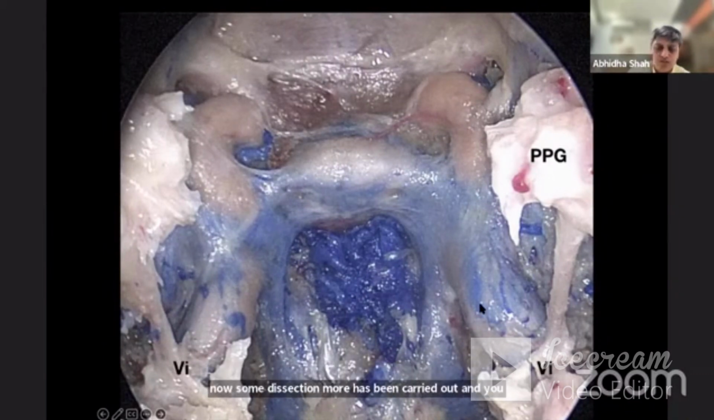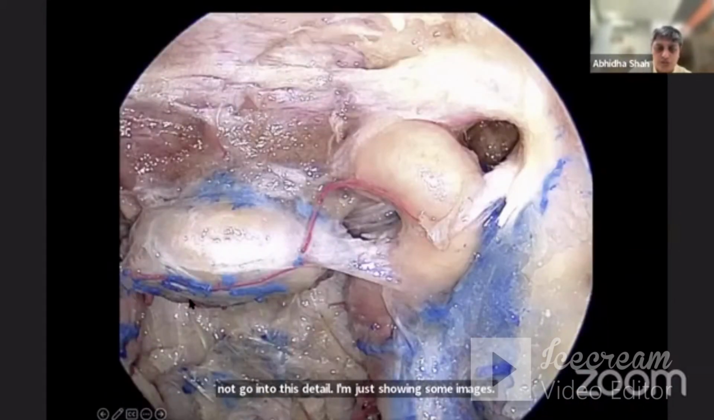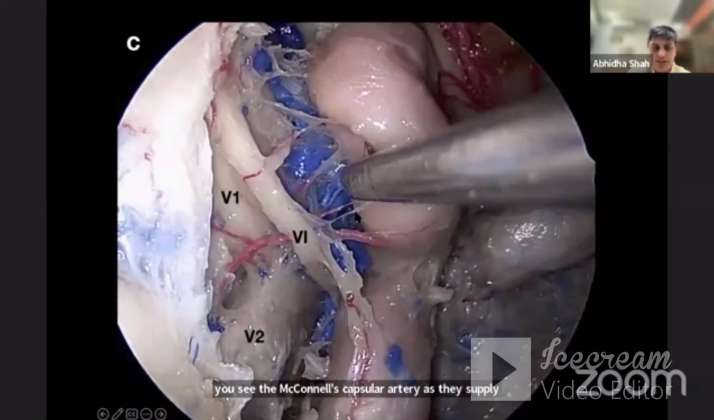I will not go into this detail. I'm just showing some images. This is the Vidian nerve as it is coming down. It is an important landmark for endoscopic surgery. Here again, you see the McConnell's capsular artery as they supply the capsule of the pituitary gland. Here you see the venous plexuses around the carotid artery. And once you retract the carotid artery, you will see these various nerves.